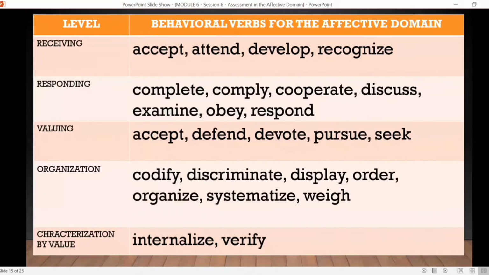So, just to emphasize more the behavioral verbs used in different levels, here. Sir, it's repetitive. The slides are like that; to value, to appreciate. To appreciate the importance of, okay.